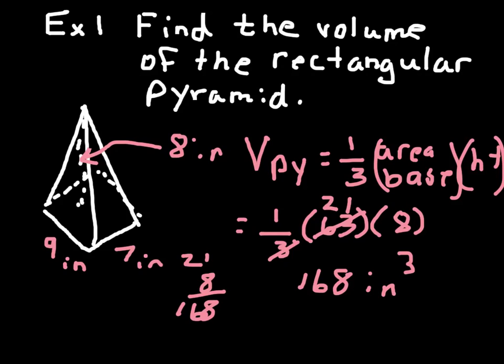Now, if I weren't able to cross cancel, remember, another way to do this is you could take your 63 times 8, take that answer, and then divide it by 3.